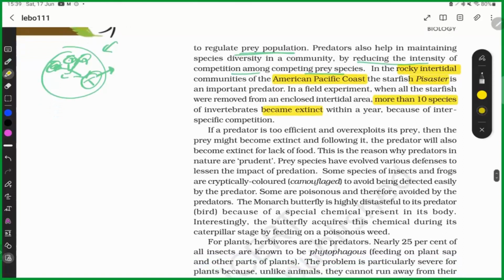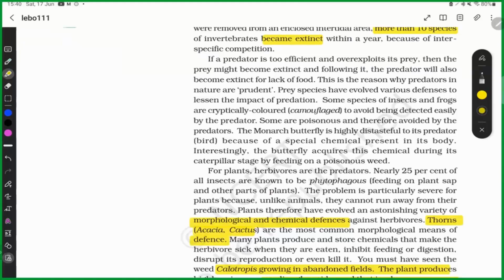This is what I'm talking about. To evade the predator, species have developed various defense mechanisms, such as camouflage. There are some poisonous butterflies and some non-poisonous butterflies. The predator will eat the non-poisonous one. The monarch butterfly is distasteful because of a special chemical. Interestingly, this butterfly acquires the chemical during its caterpillar stage by feeding on poisonous plants. Some other butterflies look like the monarch butterfly, so the predator, the bird, will not attack them.